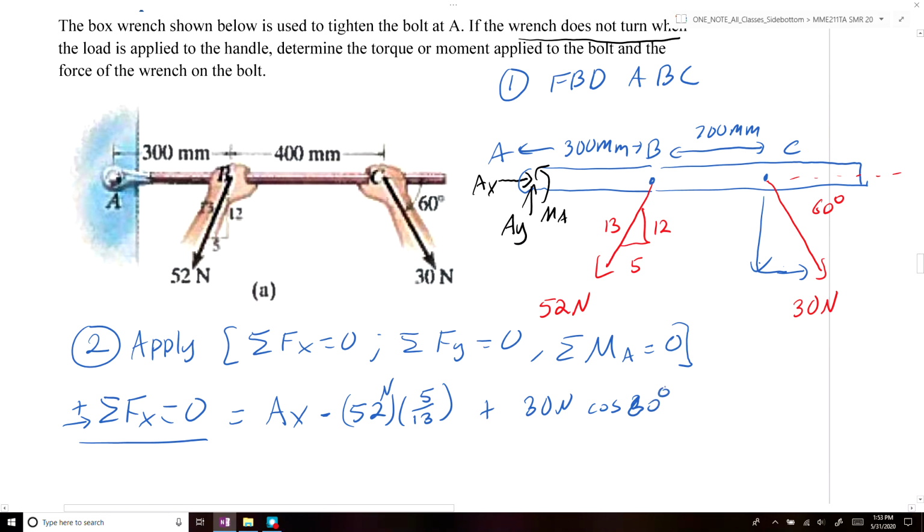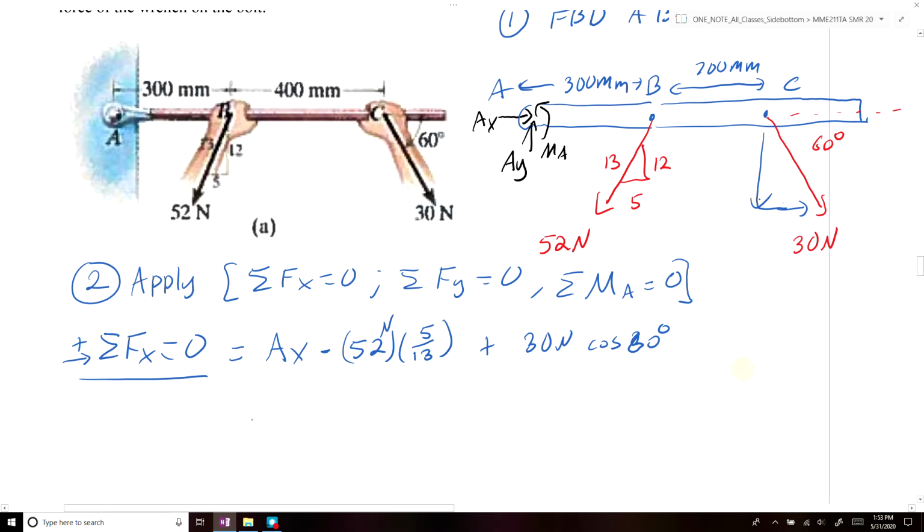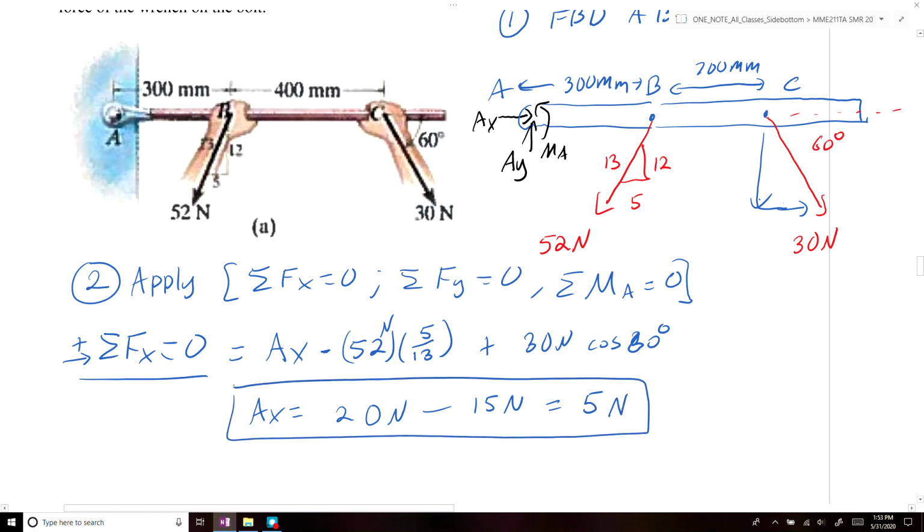Okay, so if we add that all together, what we end up getting is A of x is equal to 20 newtons minus cosine 60 degrees is a half, minus 15 newtons. So you're going to get 5 newtons along the x-axis for A of x. All right.